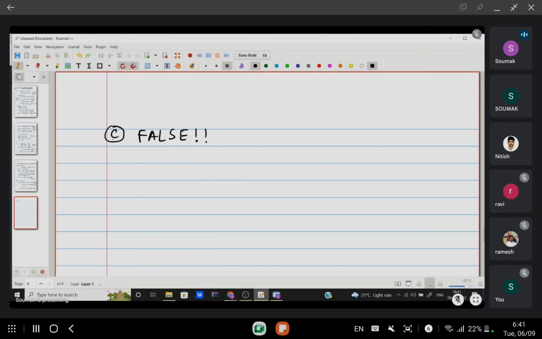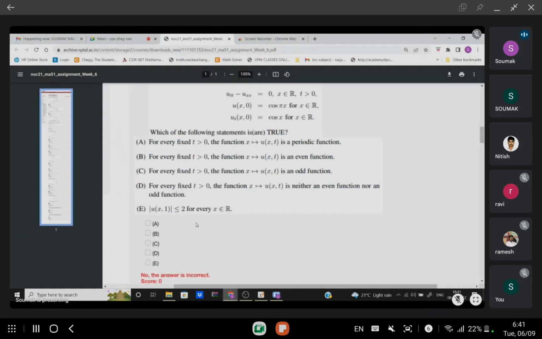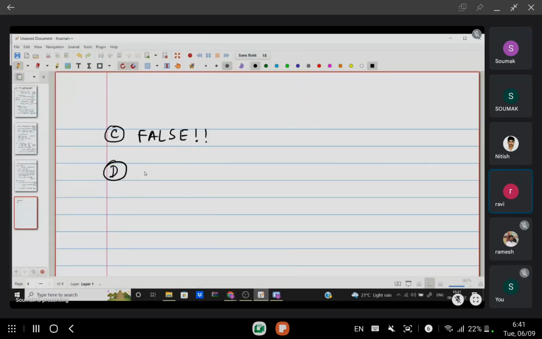Just directly I wrote it because you already found that u is an even function. So let me go to option D. Option D is saying that for every fixed t, x goes to u(x,t) is neither an even function nor an odd function. So what do you think? Sir, neither even nor odd, but we found it is an even function. So already it is false. That means option D is also false. No need, directly I can write false, because I already got that u is an even function. C and D are false.